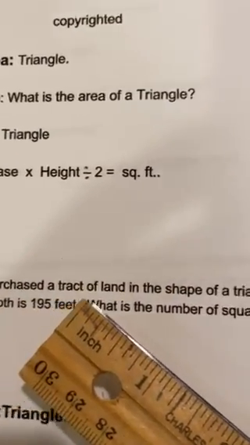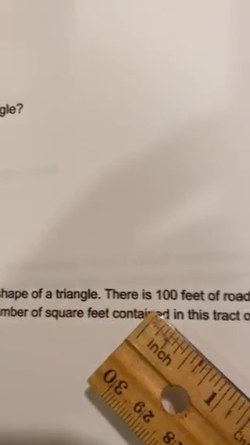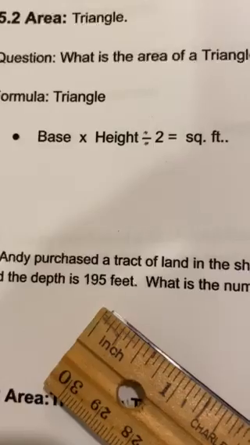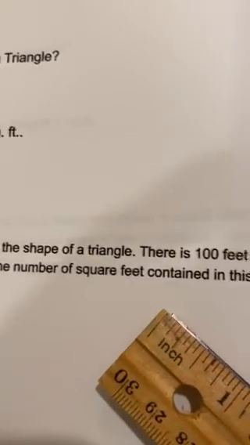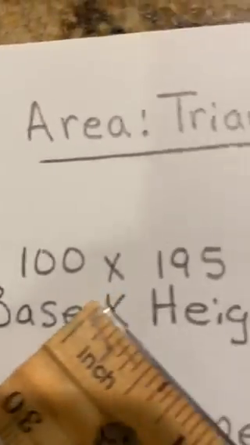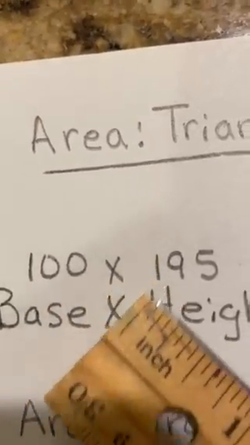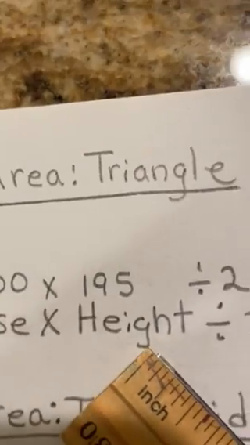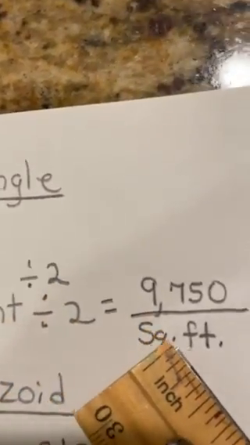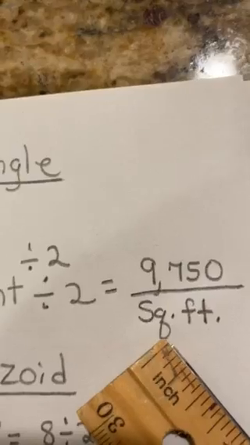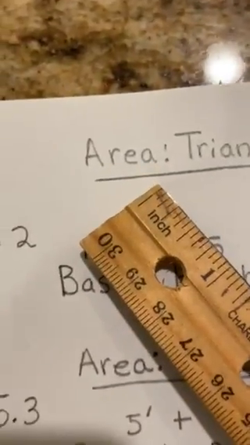Andy purchased a tract of land in the shape of a triangle. There was 100 feet of road frontage and the depth is 195 feet. What is the number of square feet contained in this tract of land? Now let's do the problem. The base is 100, times 195, which is the height in the problem, divided by 2 gives you 9,750 square feet for the area of a triangle.